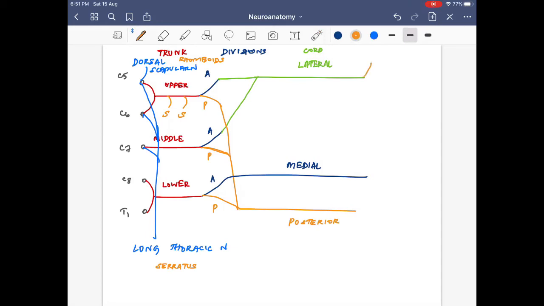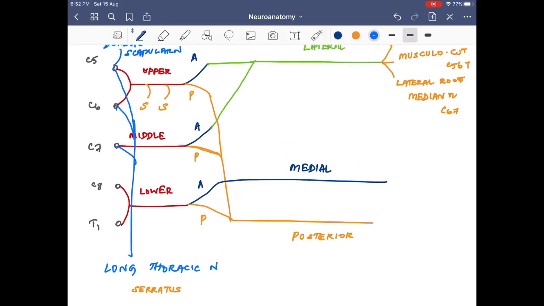So from the cords, we have the various branches which we are going to read now. From the lateral cord, we have the lateral pectoral nerve, C5, C6 and C7. Musculocutaneous nerve, again C5, C6 and C7. And finally, the lateral root of the median nerve. You can remember Lata Mangeshkar. So LM. And that is C6 and C7. So lateral cord, three nerves.